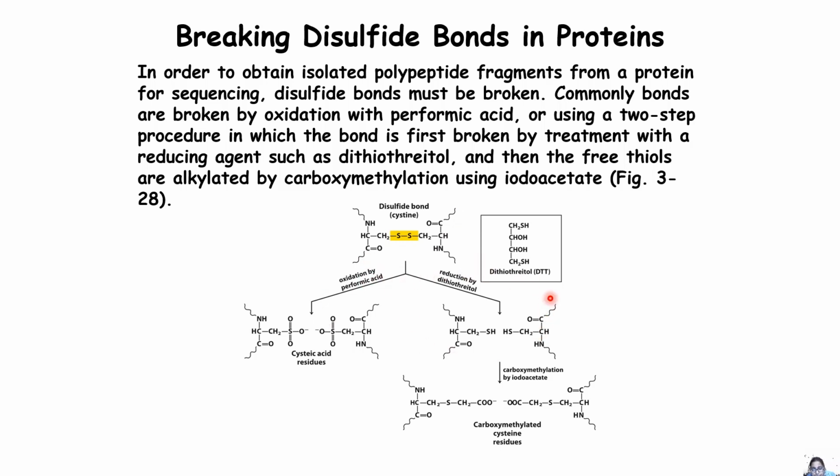The reduction basically reduces your disulfide linkages, and then carboxymethylation is done by iodoacetate. This is how the carboxymethylated cysteine residues will be seen.